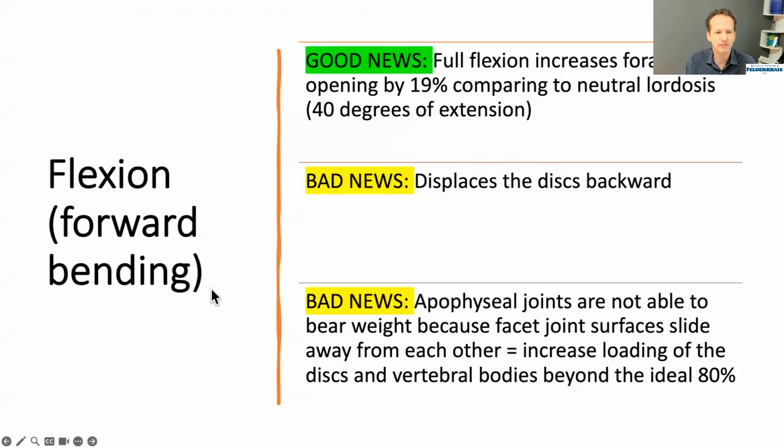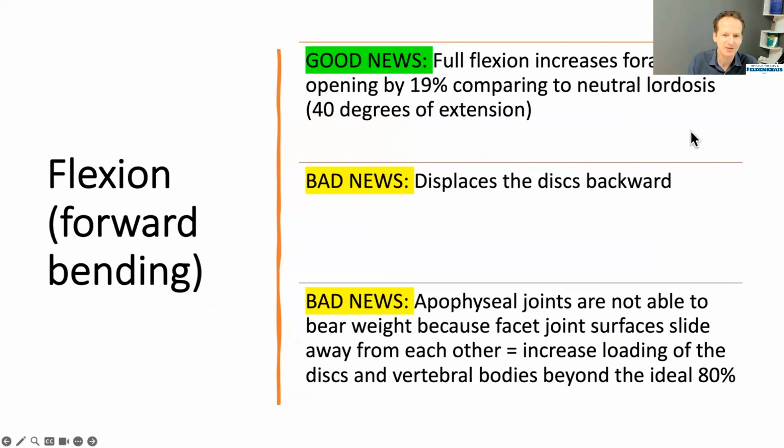So some good news and bad news about flexion. Good news is that with full flexion, foraminal openings, these are the holes through which nerves exit, increase. So that's why so many people with back pain initially really like to have their knees bent or even bringing knee to chest, because the holes through which the nerves exit get larger. So therefore nerves have a little bit more room.